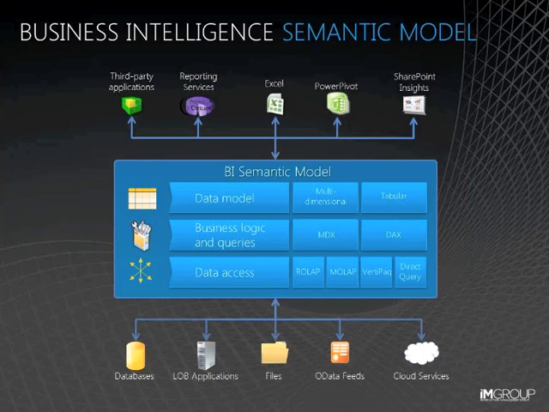It comprises three layers: the data access layer that integrates data from various sources, relational databases, business applications, the Azure marketplace; the business logic layer that encapsulates the intelligence in the model; and the data model layer that is exposed to the client applications. We'll try and look at these three layers in a bit more detail in the next few slides.